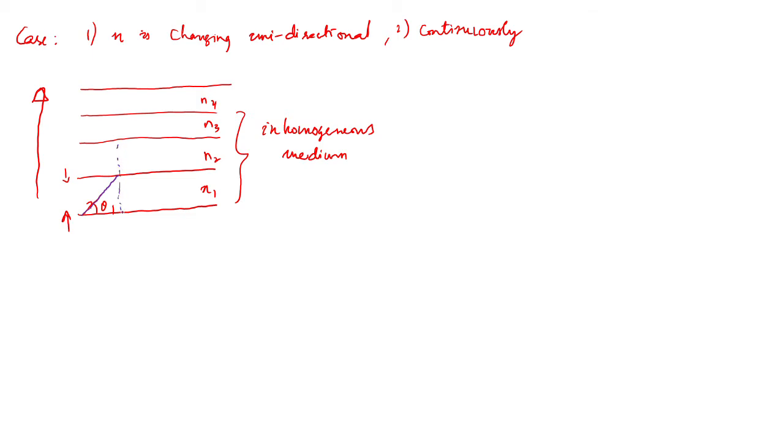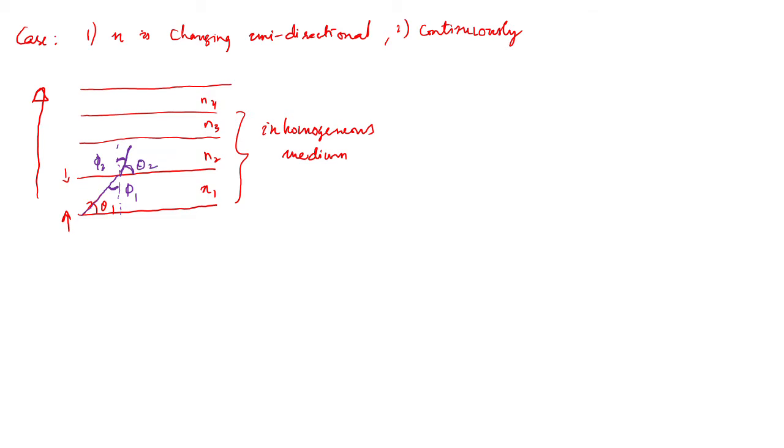So we draw a normal here, and let's call this angle phi 1. That's the angle of incidence, because that's the angle with respect to the normal. That ray is going to bend depending upon the refractive index N2. So let's say it bends this way, and let's call the angle of refraction in N2 phi 2, and this angle theta 2.